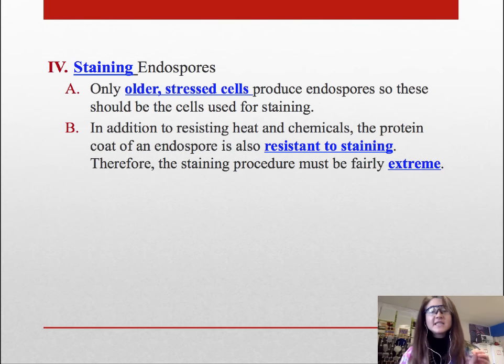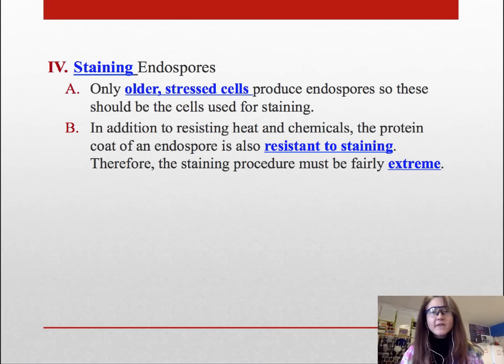So when the going gets tough, we need to find them to stain them. And that's why in our lab, we're going to be putting them onto a special medium. We got the recipe from the military. It's called a nutrient sporulating medium, or NSM for short. We're going to make the cells stressed out. We're putting them in an environment that is going to cause them to sporulate so that we can find endospores and see them on our stain.